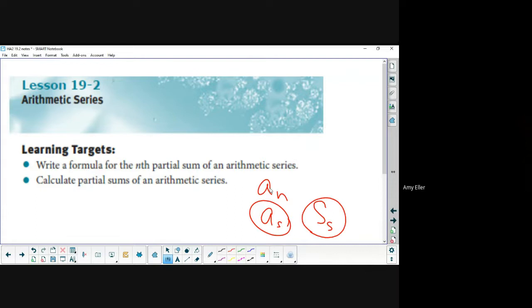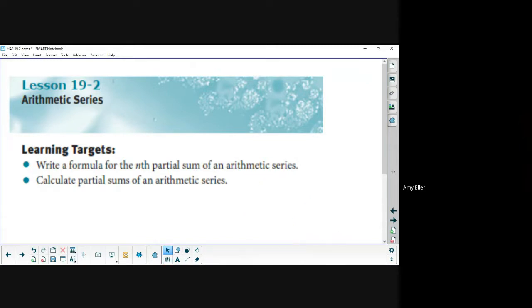The reason it's called a partial sum is because I only want the first part. I only want 5 of them. And if it's arithmetic, it's going to go on forever. And so I can't sum them all up, but I can sum up the first 5.